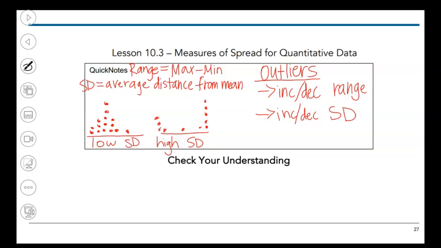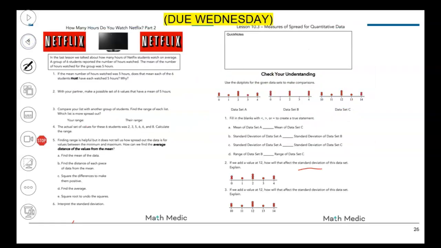If you could go back to the front when you're done writing for the first part. The reason I'm giving you class time and it's not all homework is because you want to try to at least get to number 6 by the end of class. You see number 3 says compare your list with another group of students. Obviously you can't do that if you're at home. So that's the goal, to at least get to number 6 down, which is interpreting the data.